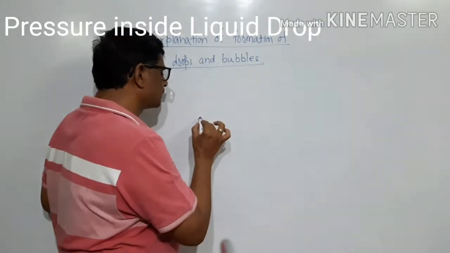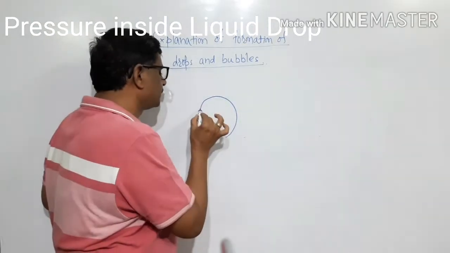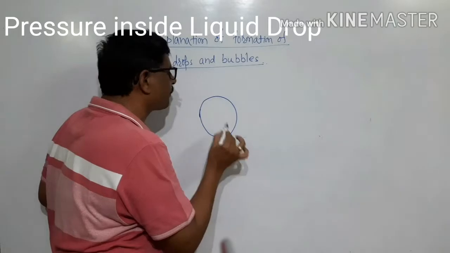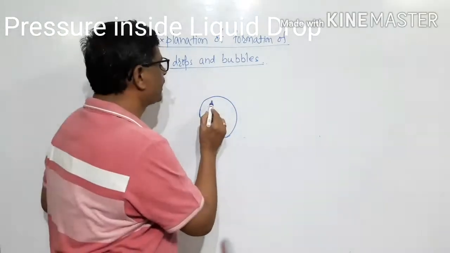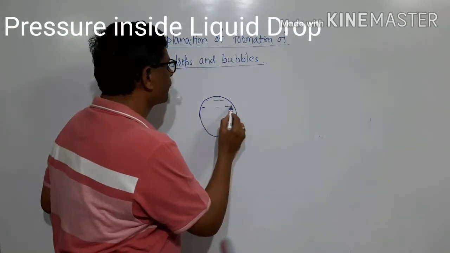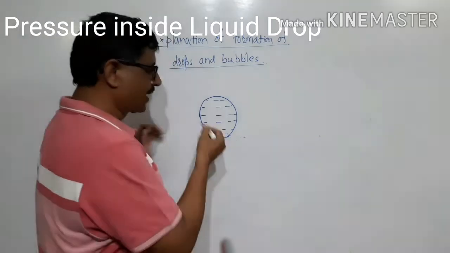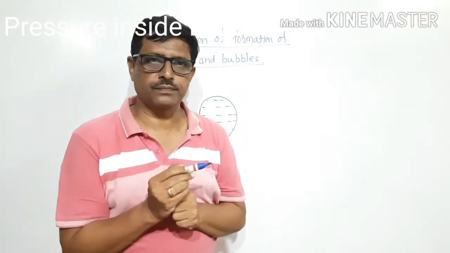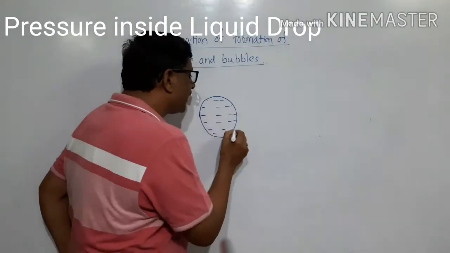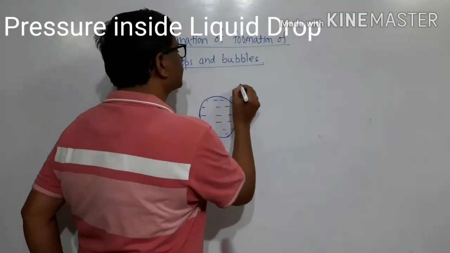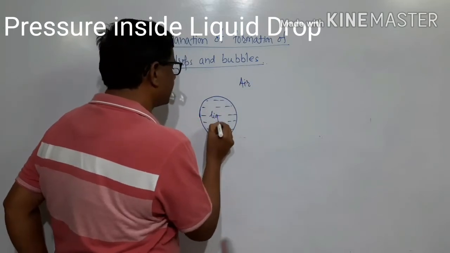For that, what we will do, consider a spherical liquid drop. This is the spherical liquid drop. This is the liquid inside the drop. This is the liquid and air interface. Outside is air, inside is liquid.